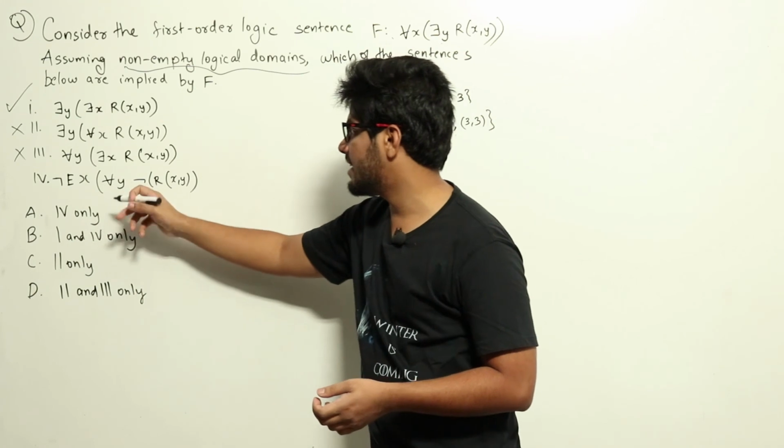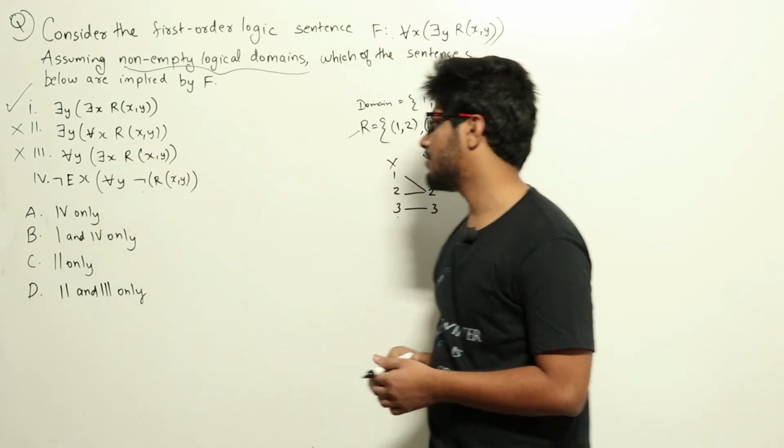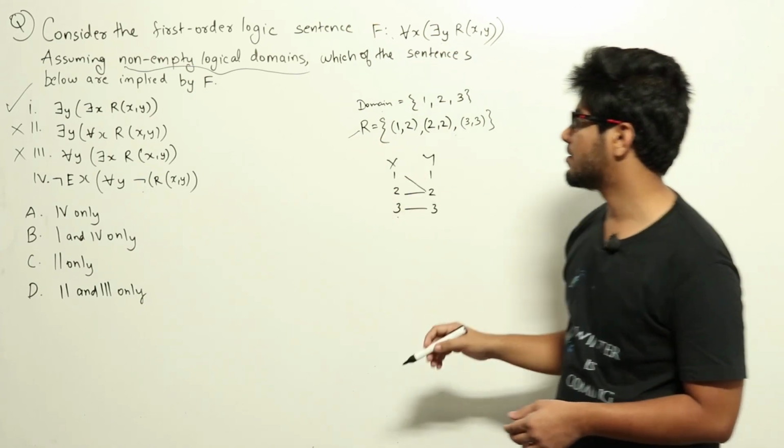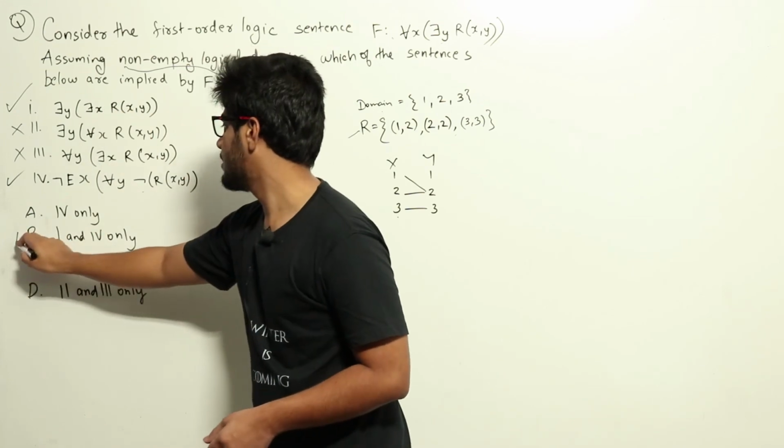There doesn't exist any x for which for all y, x is not related to y. So statement 4 is also correct. These two statements are the same. So the answer is B.